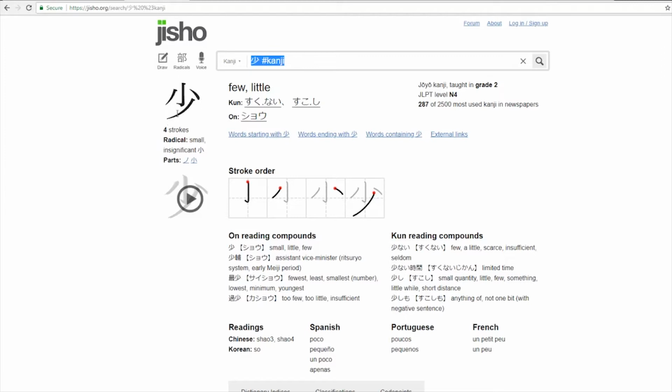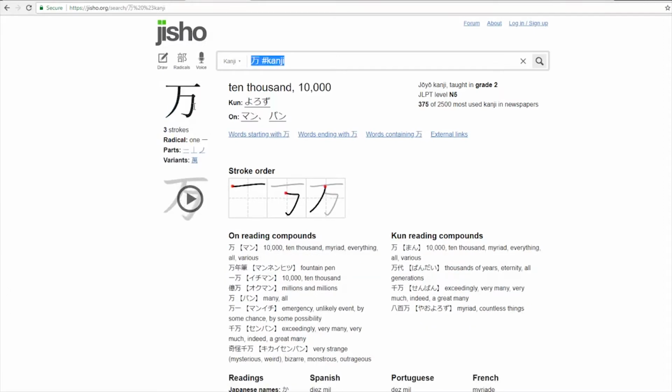But next one is few, and it's got the components for slide and tiny or little. So I just look at it like a change of the meaning. Tiny just means few.